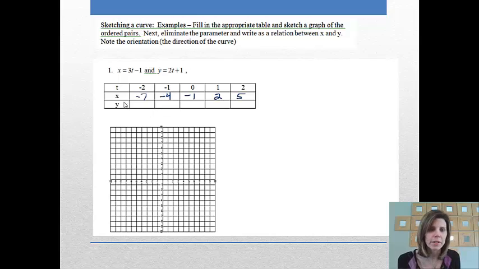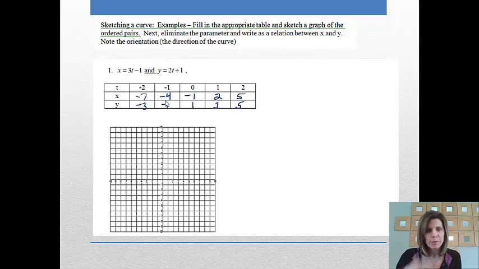All right, now we're going to do that same thing with the y. So if I plug in t equals -2 into the y equation, 2 times -2 plus 1 will be -3. Plug in -1, 2 times -1 plus 1 will be -1. And then 2 times 0 plus 1 will be 1. 2 times 1 plus 1 will be 3. And 2 times 2 plus 1 will be 5.